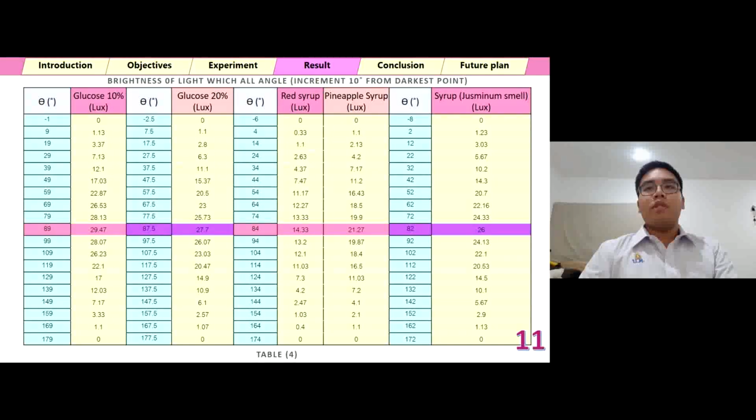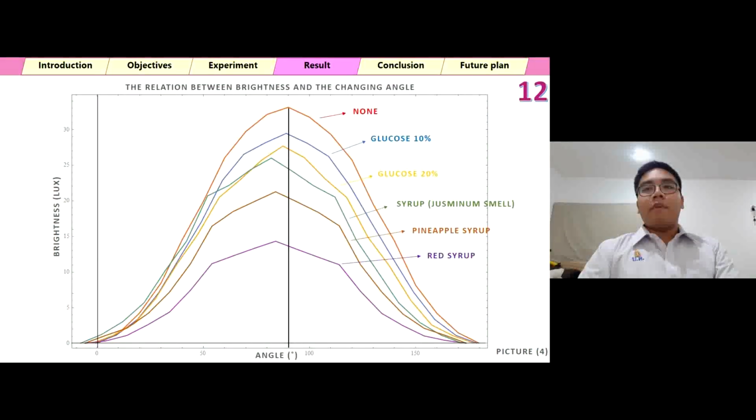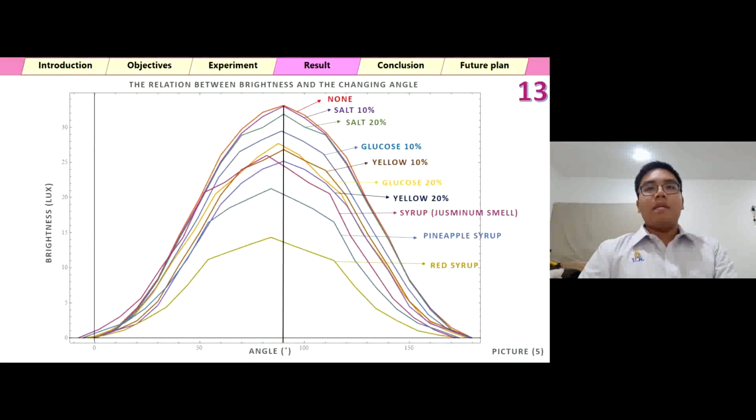This table shows the brightness of the darkest point to the opposite point and the brightest point. From this graph, you will see that the peak of them shift to the left if I compare with the no solution graph. Finally, this graph is all of them. The peak of them match with the peak of no solution or none. That solution could not twist the polarization axis of fluorescent light.